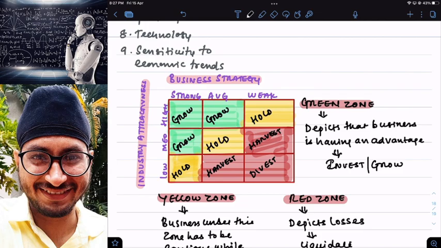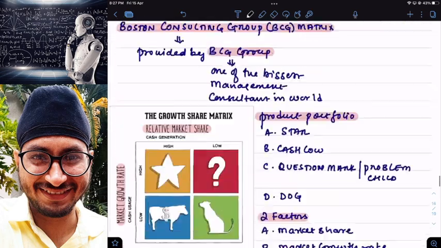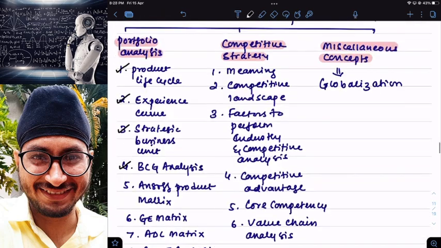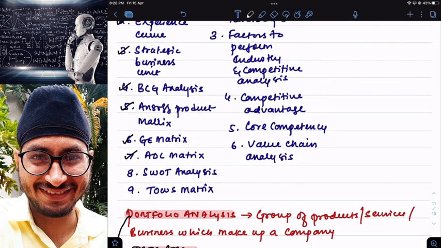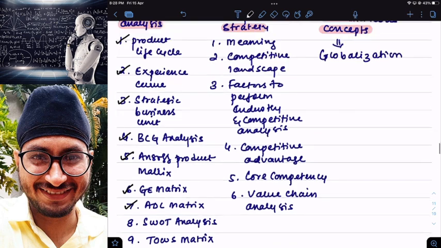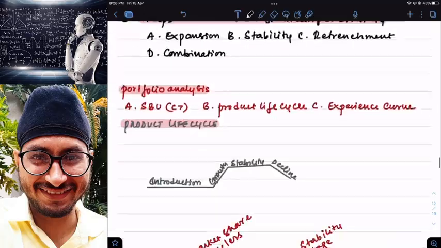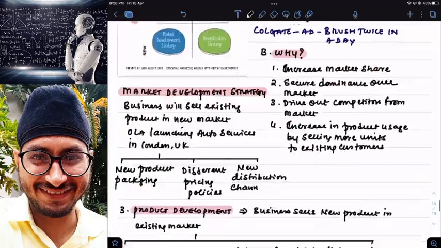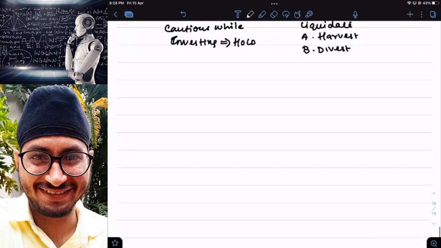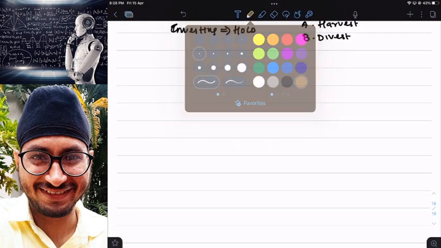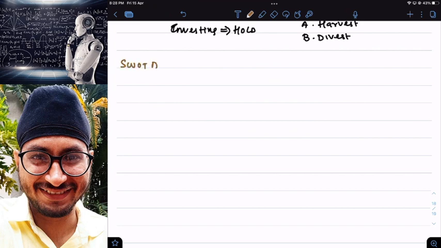No? Okay. So coming back here, we have completed the ANSOFF product matrix, the GE matrix, and the ADL matrix. Two concepts are pending in portfolio analysis. Number one is SWOT analysis. Number two is TOWS matrix. First let us start with SWOT analysis. I hope you have already studied this concept in Foundation, right?